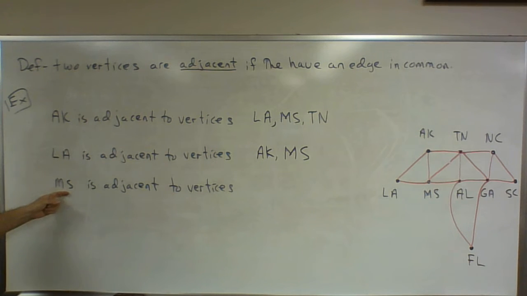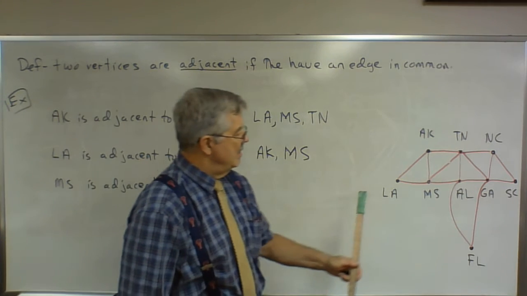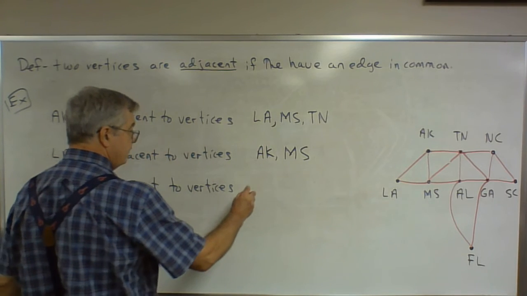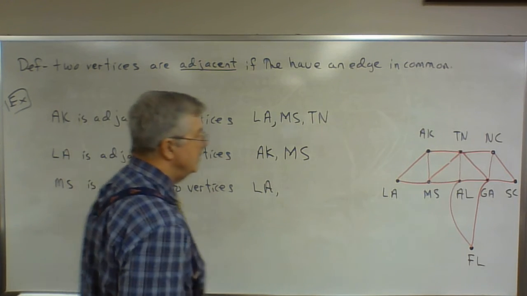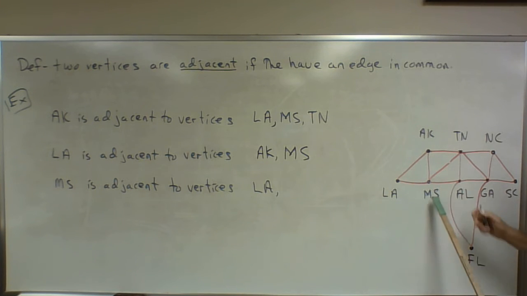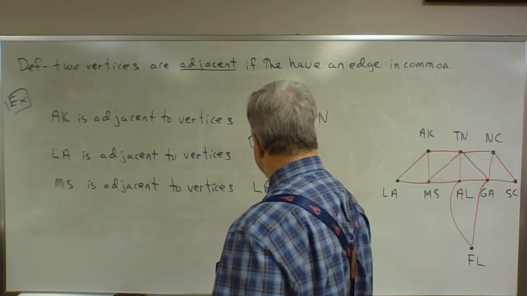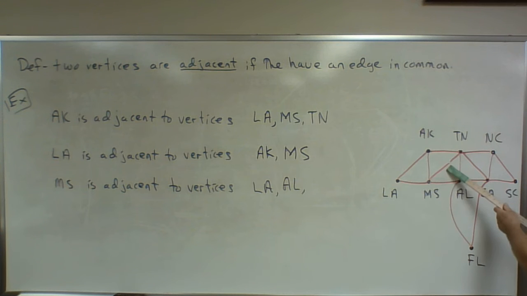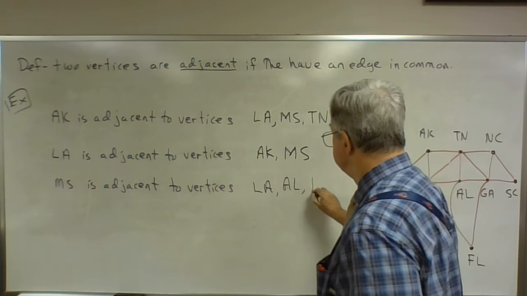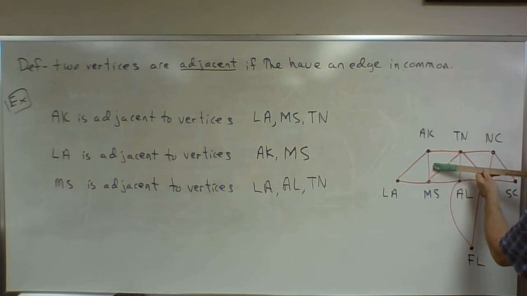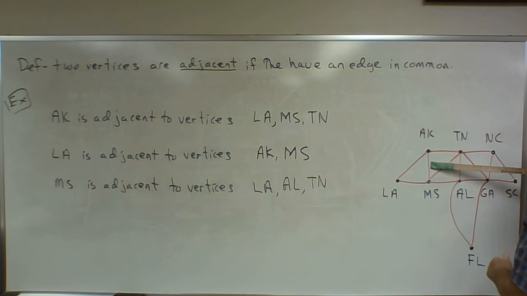What about Mississippi? Mississippi shares a common edge with Louisiana. Mississippi shares a common edge with Alabama. Mississippi shares a common edge with Tennessee. And Mississippi shares a common edge with Arkansas.